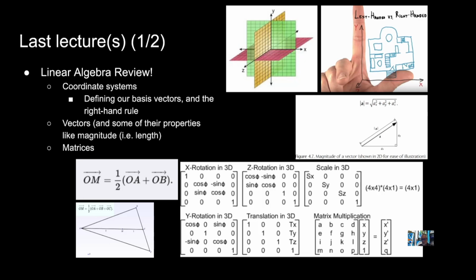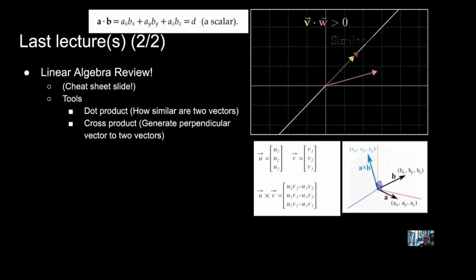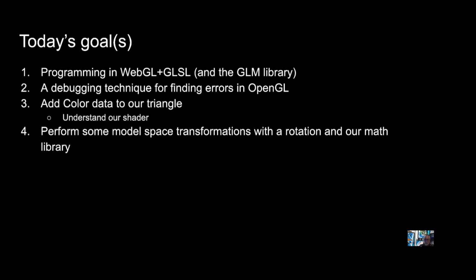OpenSCAD is a great way for you to experiment with some of these things if you just remember that those translate commands in there are just matrix multiplications. We also saw vectors. We saw how to do a dot product and get the cosine of the angle between two vectors, and the cross product to generate a vector that is perpendicular to both of the vectors.